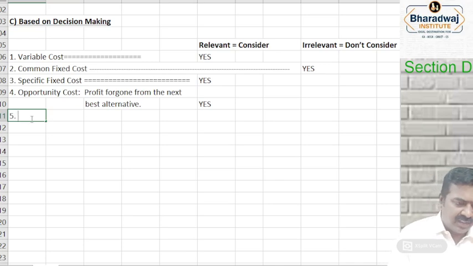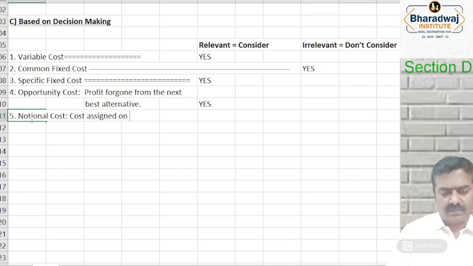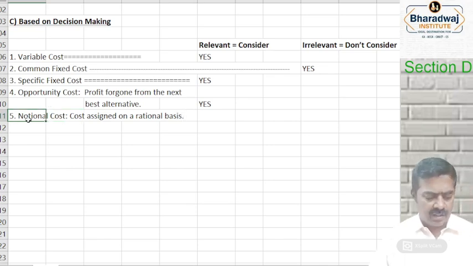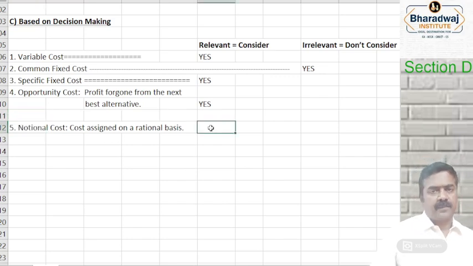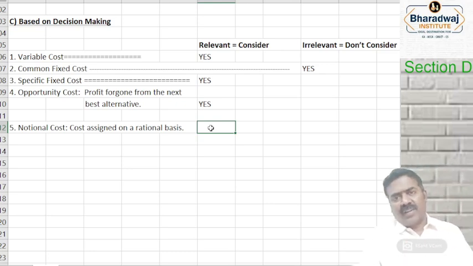Next we call it notional cost, cost assigned. For example, I come to your work. There is an interior decoration order. I do it by myself at your office. I'm the labor. I'm the owner. When I come to you, I'll put X, Y, Z material charge. Plus, I will put labor charge.